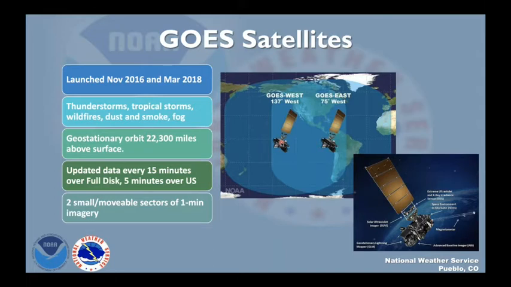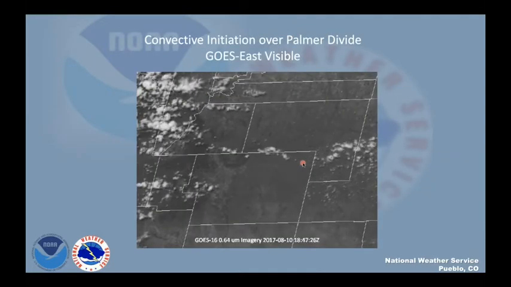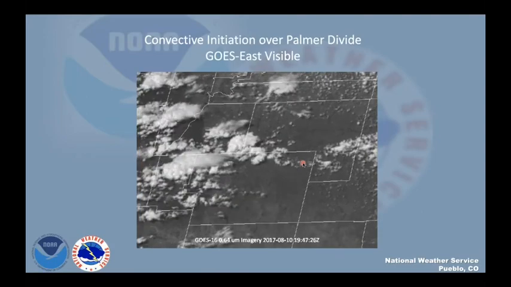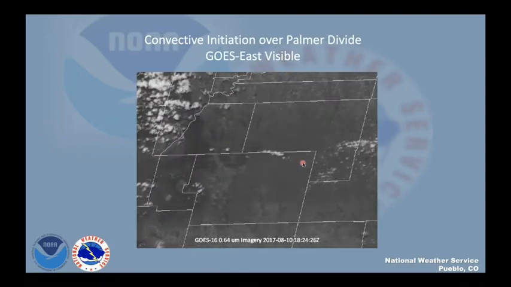The full disk is updated every 15 minutes, whereas over the US, it's updated every 5 minutes. But you can request a smaller 1 minute section. So during severe weather season, we can request these satellite folks to put that smaller 1 minute imagery over our area, so we can pay hyper attention and see an update every 1 minute. It looks beautiful too. So this is convective initiation. Convective initiation is also a term for just thunderstorm development.